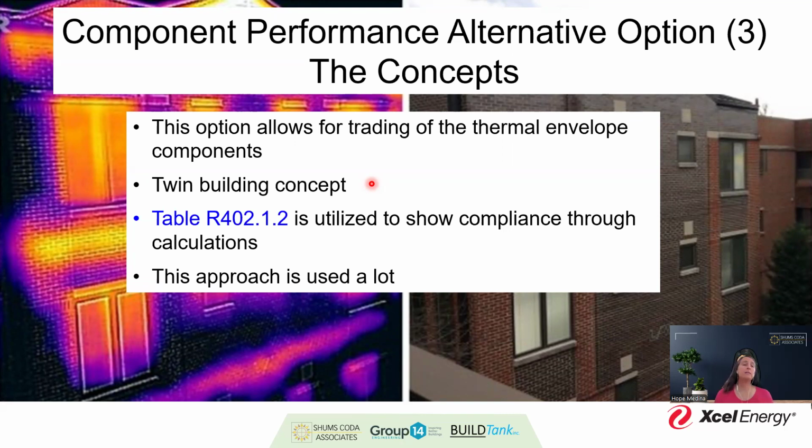Now, everything is going to be based off what you find in table R402.1.2, and that's where all the calculations are going to come from. It also has new calculations that are involved with this. Now, this is the approach we probably see a lot of. This is our ResCheck. You also could get a REM/Rate report that does the component performance alternative, and you can also get Ecotrope that will have the ability to demonstrate compliance with this particular pathway. So it's not only ResCheck, but that's the one that we do see a lot because it's free software.